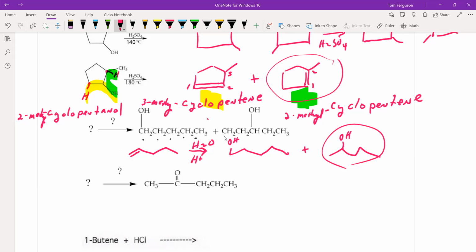So we need to name it. So it's going to be 1-pentene, 1-pentanol, 2-pentanol.